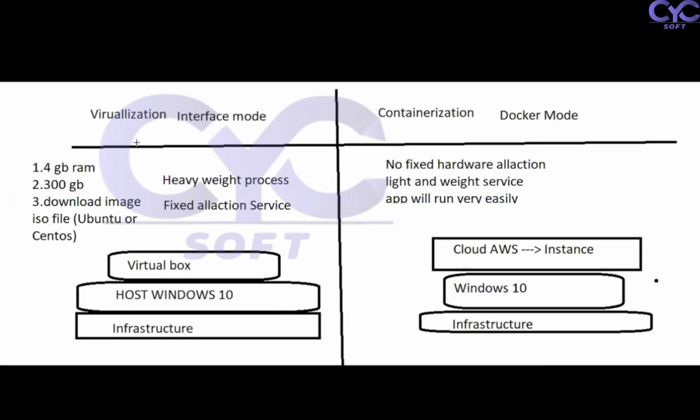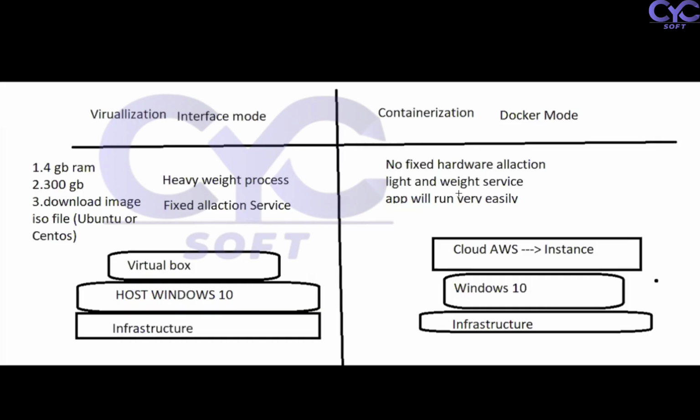Basically, in virtualization we have a lot of drawbacks: it is a heavyweight process and we have to allocate fixed resources. But coming to containerization tools, you work on the cloud directly. You open the cloud and have all the resources in the cloud, in AWS, so there is no need to worry about your software requirements.